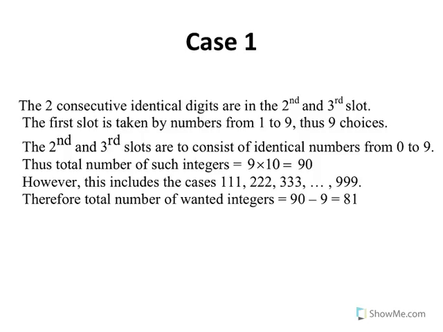So in your answers you saw case 1: the 2 identical digits are in the second and third slot. Let's look at the first slot first. What can we put in the first slot?